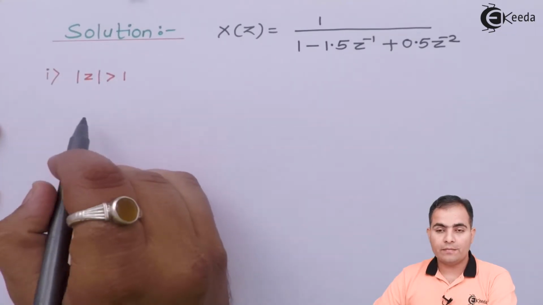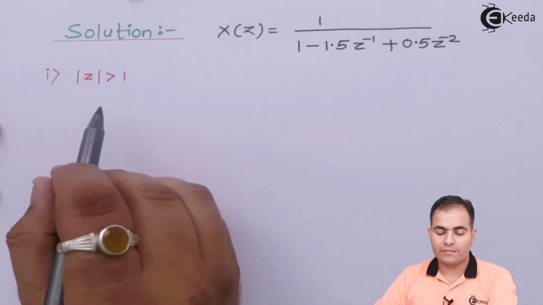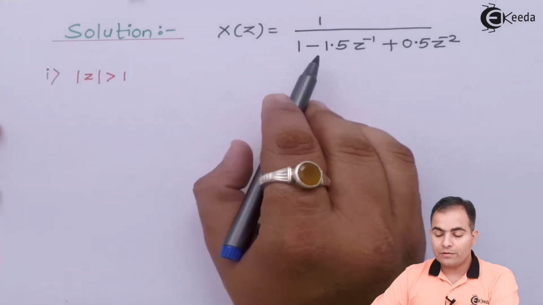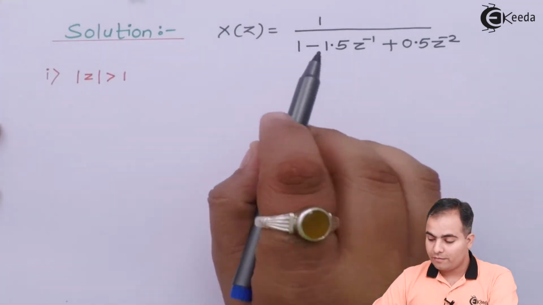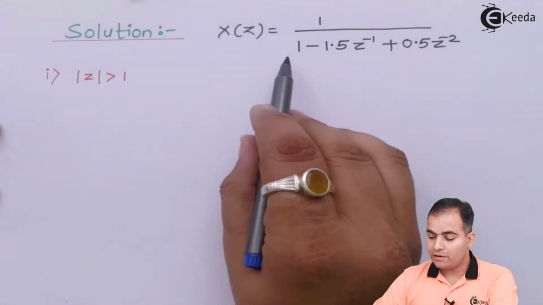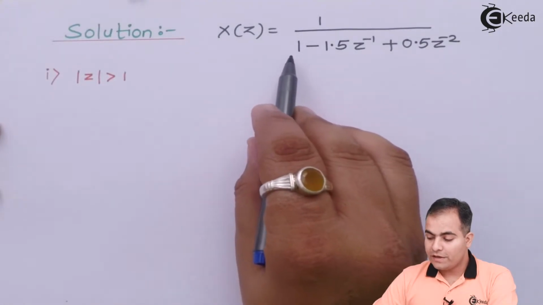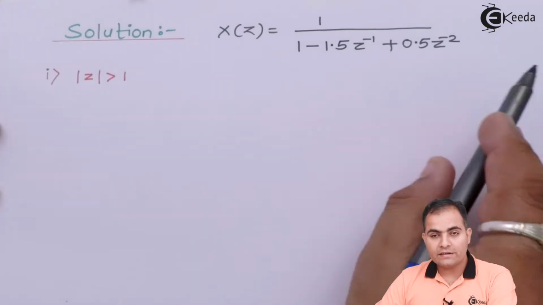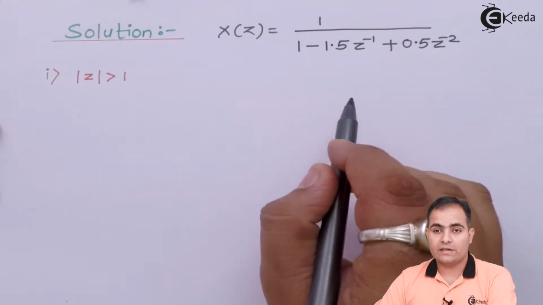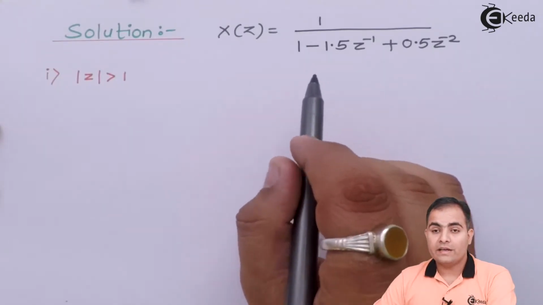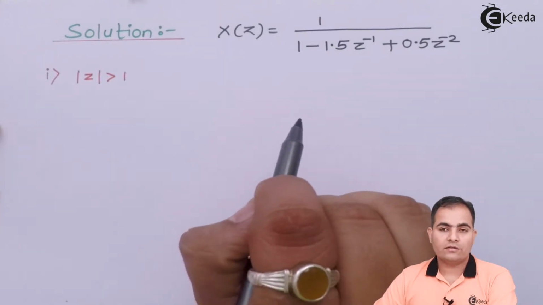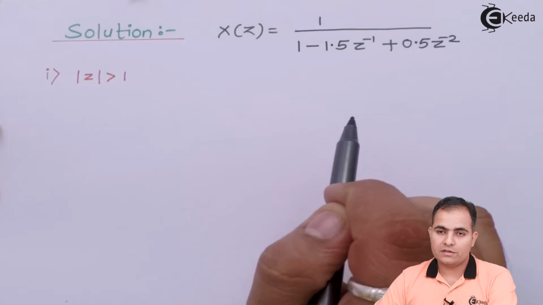First of all, we'll calculate amplitude for positive time sequence or causal time sequence. Now here mod z is greater than 1. Now what we are going to do, we are going to divide numerator by denominator, but how to get the positive time sequence is much more important. So first of all, if we divide by a decreasing order of z, then automatically you will get the positive time sequence, and if we divide numerator by increasing power of z, then you will get the non-causal time sequence or amplitude for a non-causal time sequence.